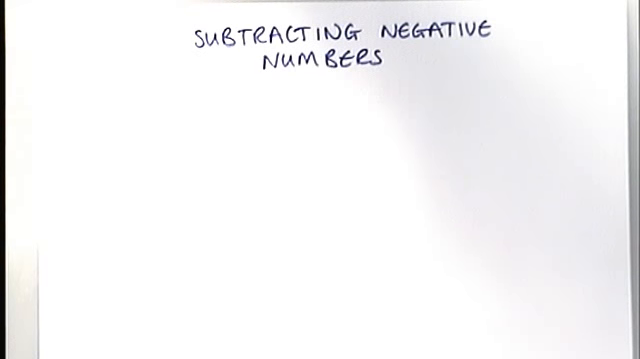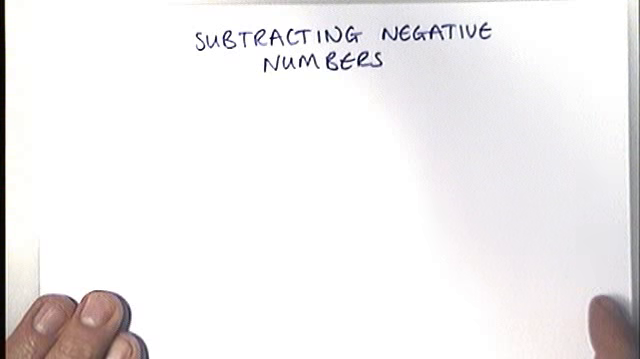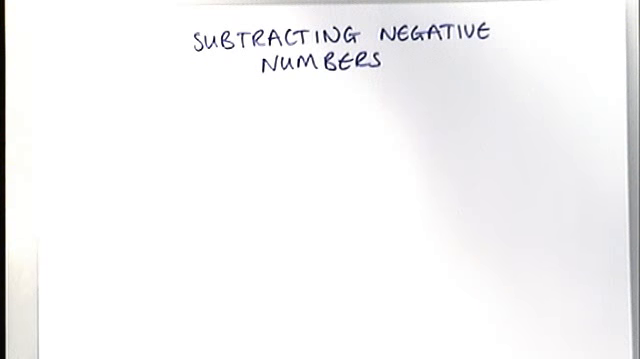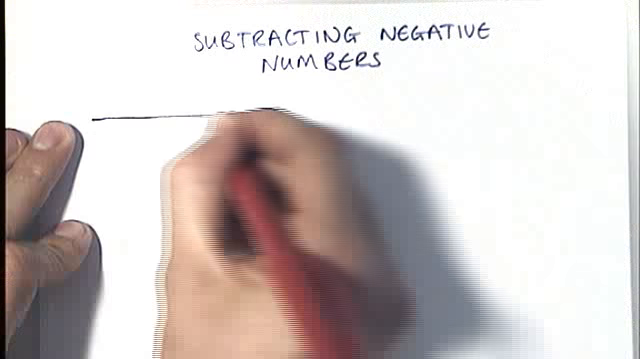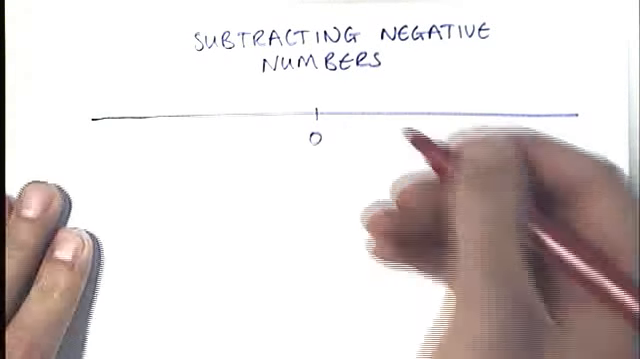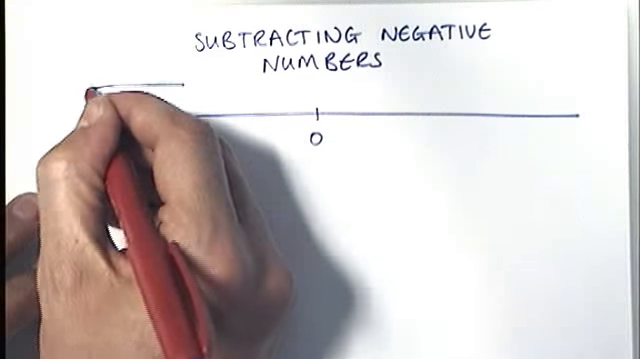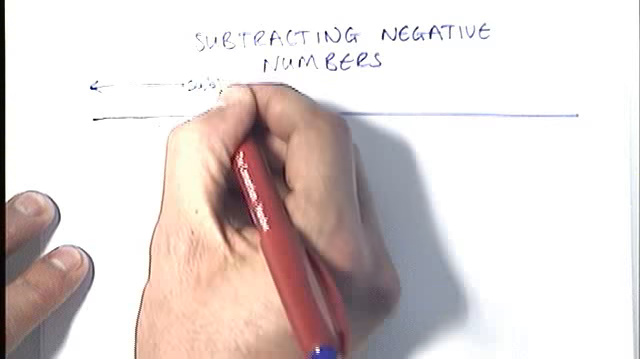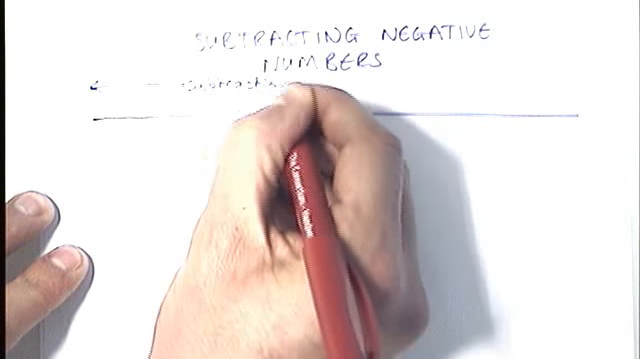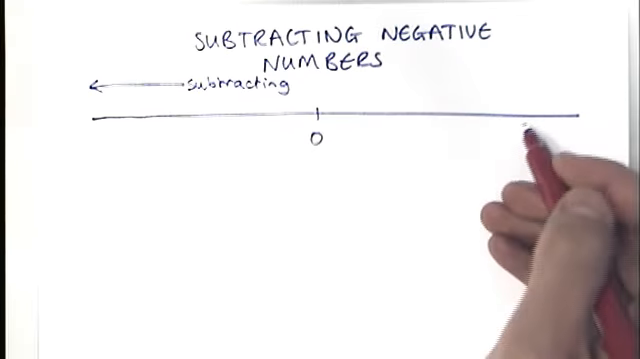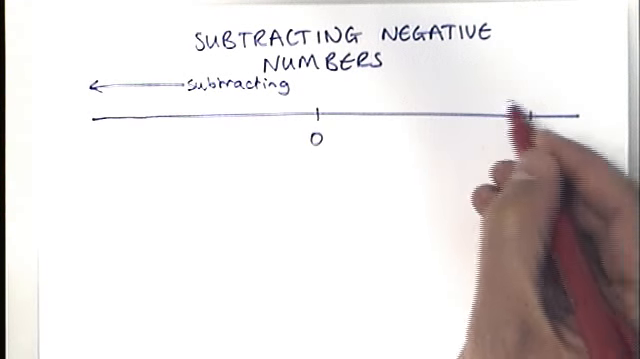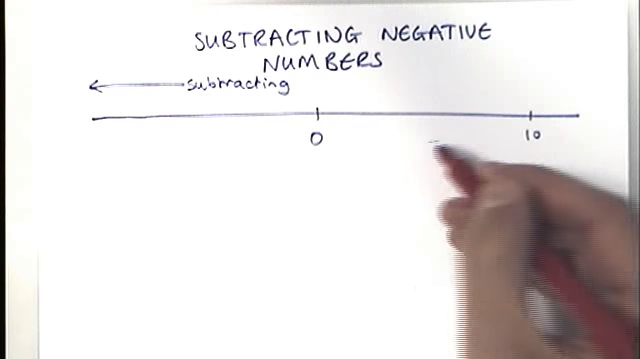Hi, this video is going to help you to subtract negative numbers successfully. The key thing here being the idea that you can use a number line, and normally when you're subtracting on a number line you would be moving to the left. So if we had 10 take away 5, you'd be moving down this way and you'd get the answer 5.